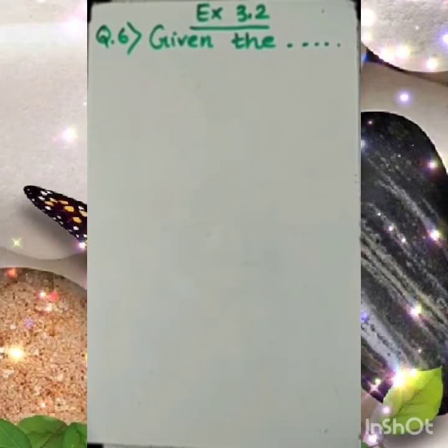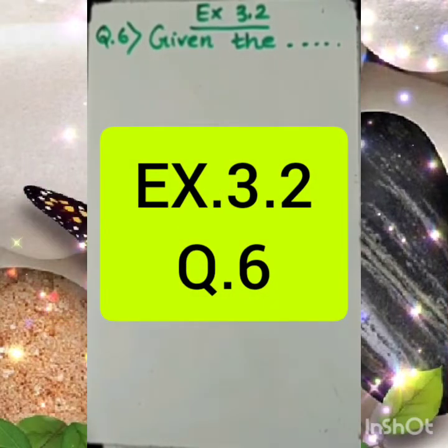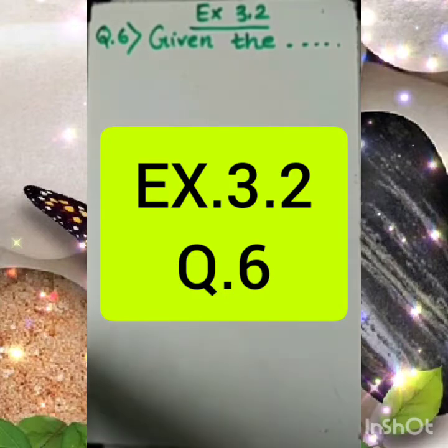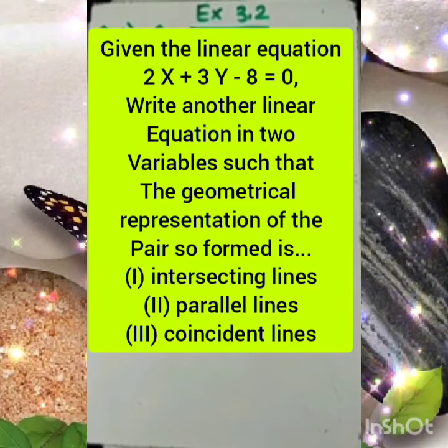So my dear student, here exercise 3.2 is question number 6, right? Let me read the question. The question is: given the linear equation 2x plus 3y minus 8 equal to 0, write another linear equation in two variables such that the geometrical representation of the pair formed is first intersecting lines, second parallel lines, and third coincident lines. Okay, so let's work on that.